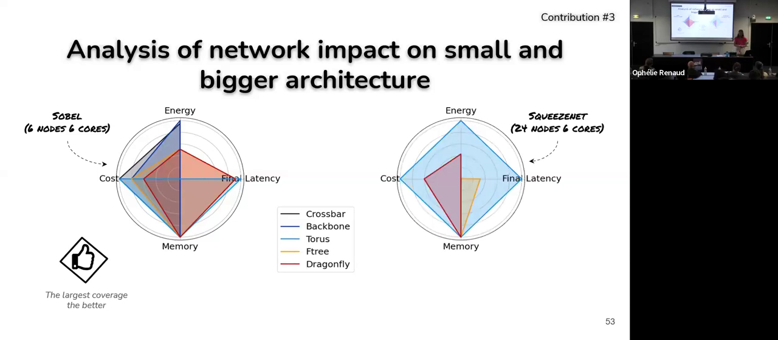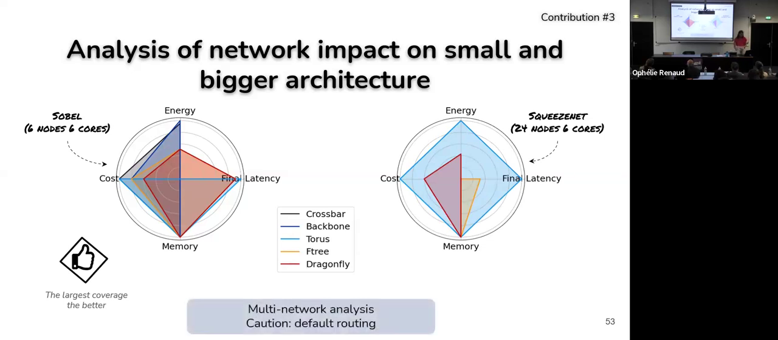And here, with a bigger application, both the best latency and the best compromise are obtained with a Torus cluster. This is because this application has a highly regular pattern of communication. But this result has to be taken with caution, since we generate a default routing. And this routing could be, as future work, integrated as a parameter to reach a more accurate, better architecture.